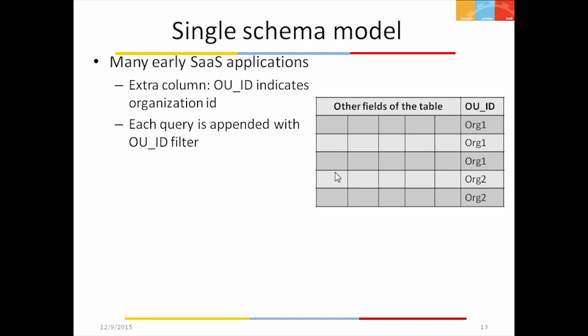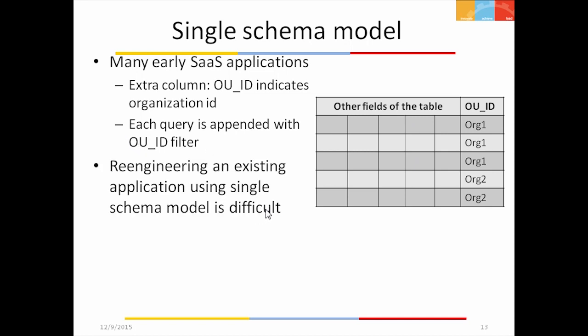And the last two rows correspond to the second organization. So there is an extra column, OU_ID, that indicates the organization ID. Each query that's fired is modified, and each query is appended with an OU_ID filter. So a query that's coming from customer A will be appended with an OU ID filter.